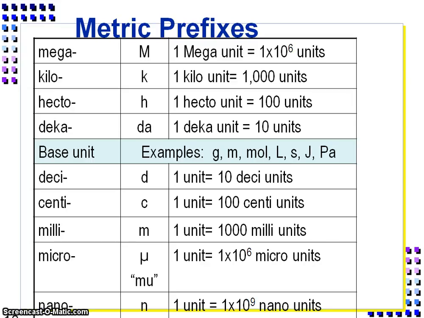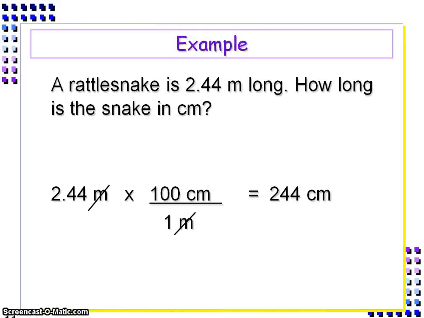I could talk about centiliters. I could talk about milliliters. I could talk about hectoliters. You can put these prefixes in front of any of the base units. Here's an example problem, what one would look like. We're going to use that conversion factor method again.